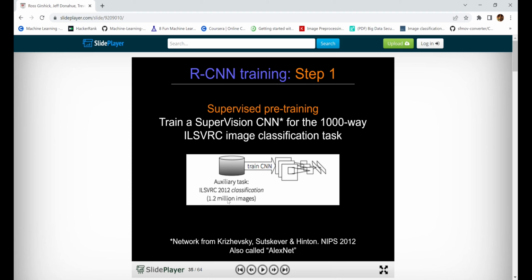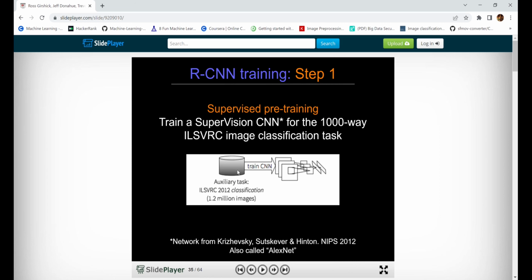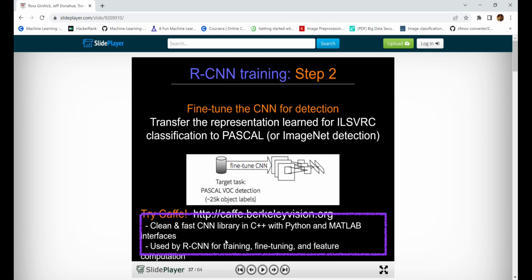The classification dataset has 1.2 million images. They just take that trained model and fine-tune that CNN for detection. Fine-tune it on their own dataset, which has 25K object labels. Got it? Fine-tuning that model which is trained on 1.2 million images, and then fine-tuning that model on 25,000 object labels. To do that, they use the Caffe CNN library, Python, and MATLAB. They use it for fine-tuning and feature computation.